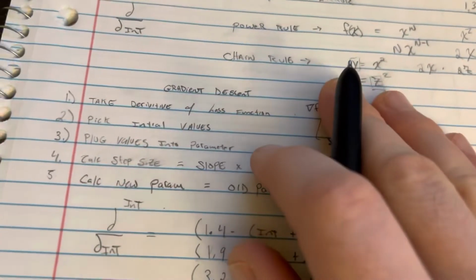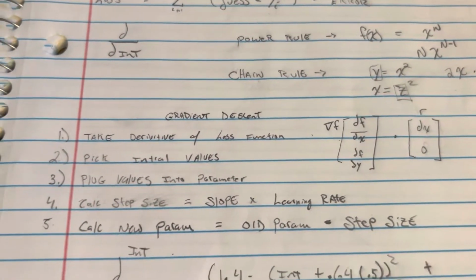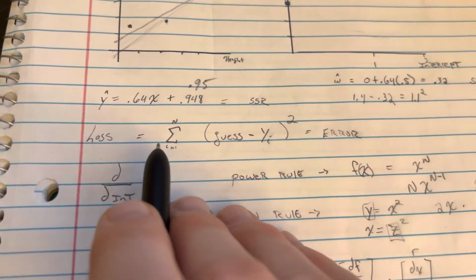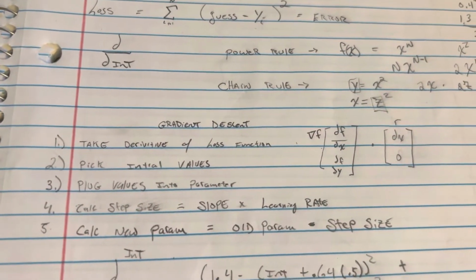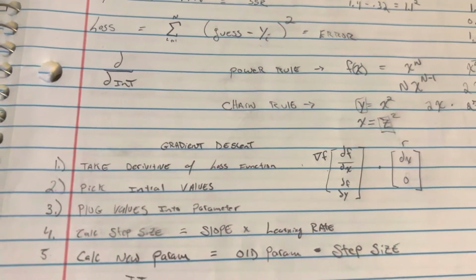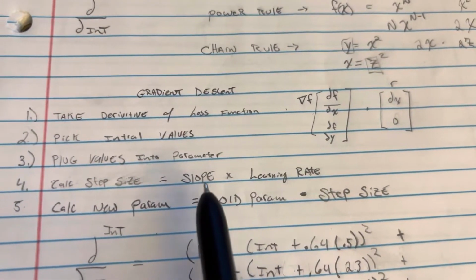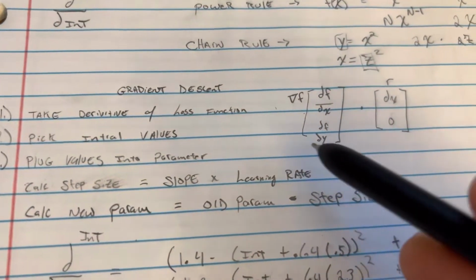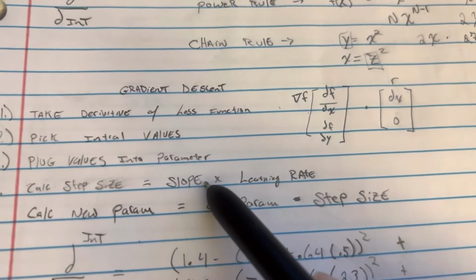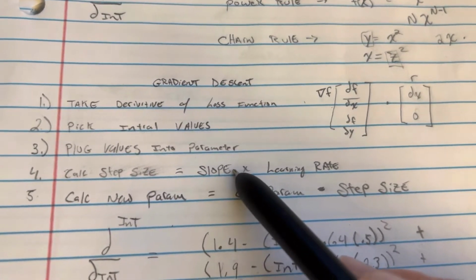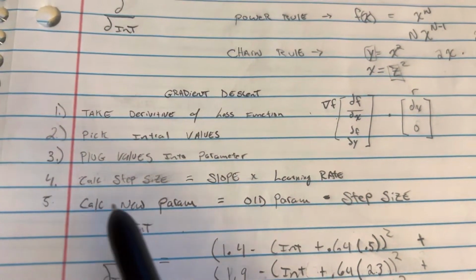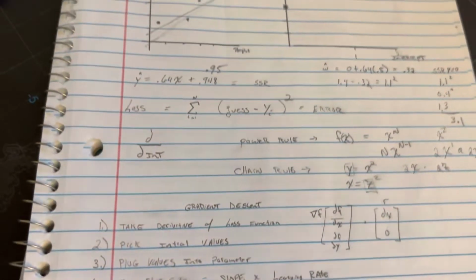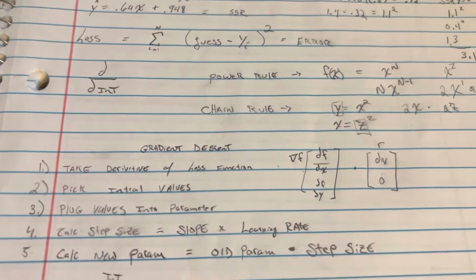And okay, so gradient descent, how are we going to do that? Five steps. You're going to take the derivative of the loss function, right, our sum of squared residuals. We're going to pick initial values, plug those values into the parameter, and calculate your step size. Your step size is based off the slope times your learning rate. We'll talk about the learning rate, and we'll talk about the slope that we calculated from the derivative. And then fifth, you're going to calculate a new parameter, and that's going to be your next point in the grid.